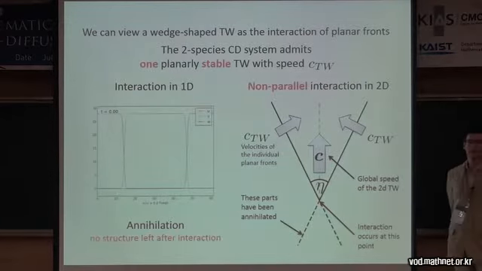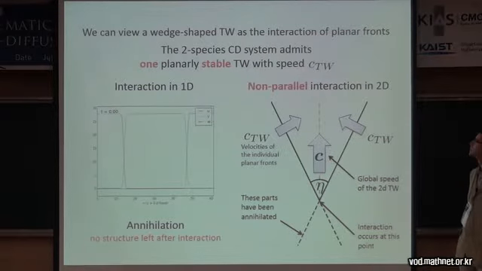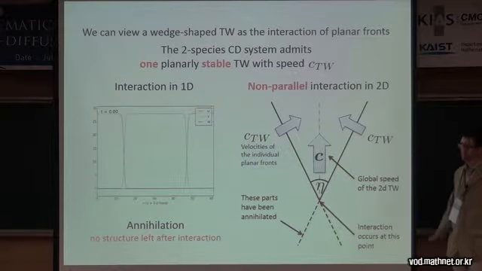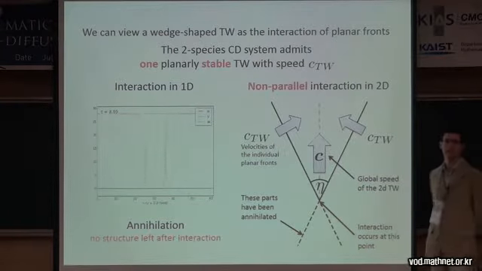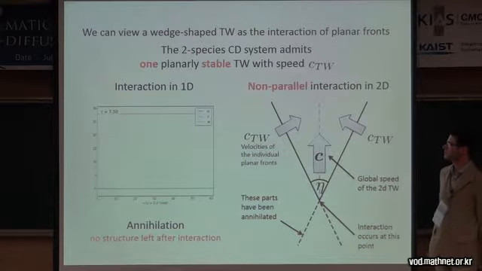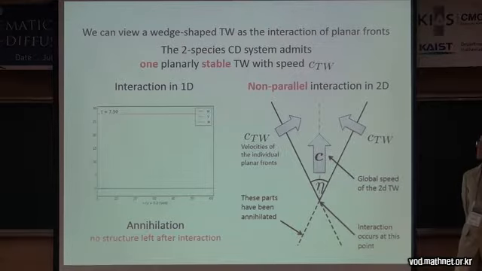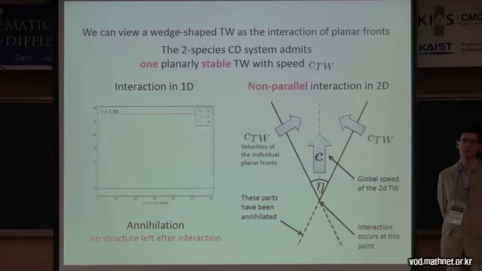So a convenient way to interpret this phenomenon is to view this kind of solution as the interaction of two planar fronts. As I said, the two-species competition-diffusion system on which we'll focus admits only one planarly stable solution. And when we consider the interaction of such solutions in one dimension, we observe that they will collide and annihilate. And so, in the end, no structure will be left. This will obviously also happen in two dimensions if we consider planar fronts which are parallel.